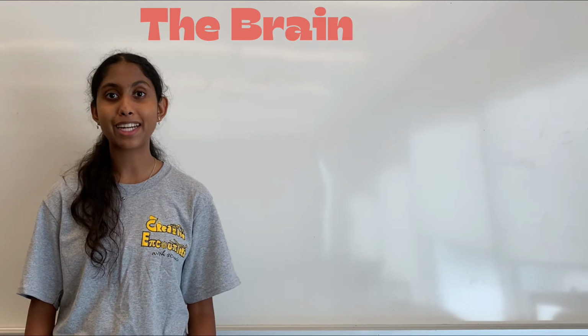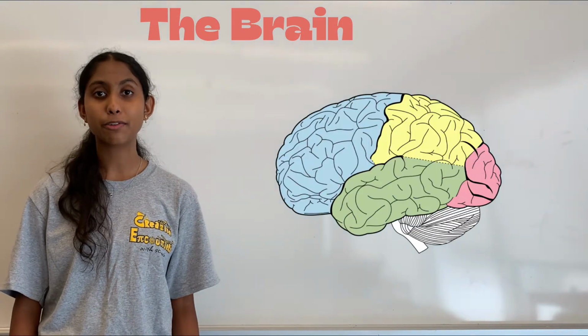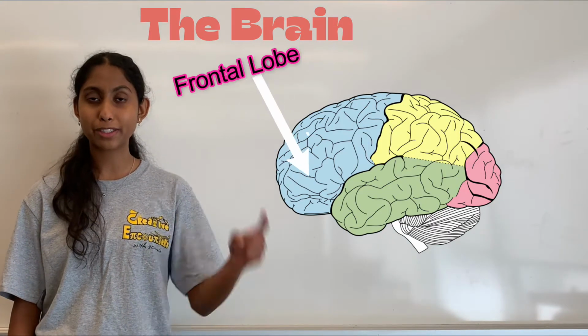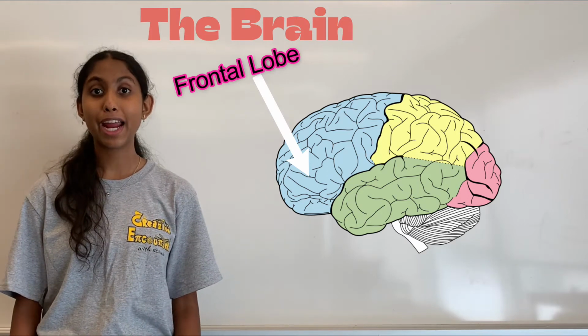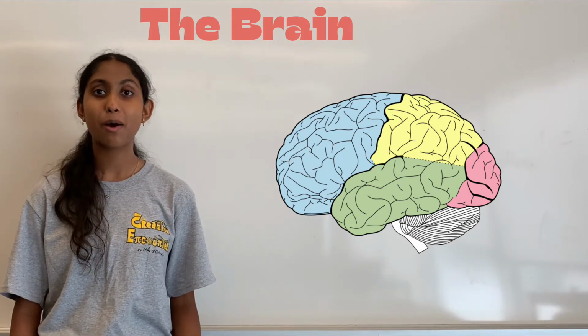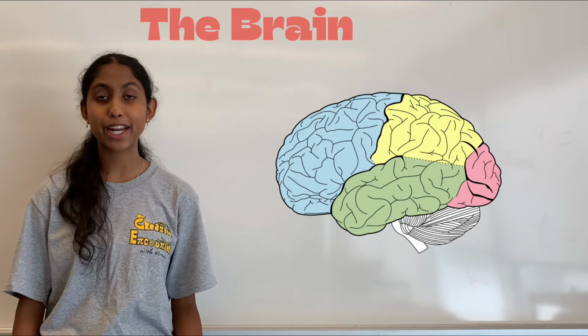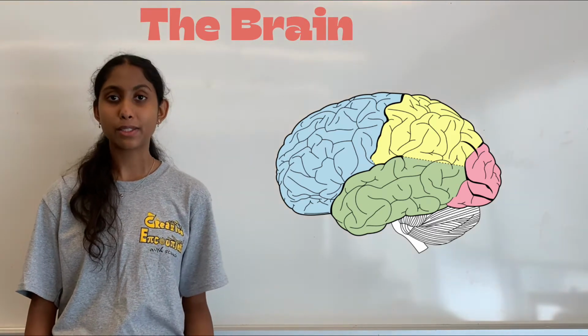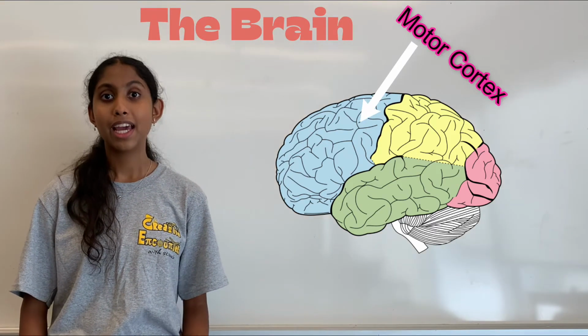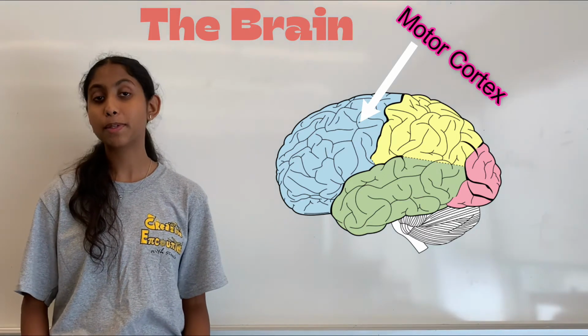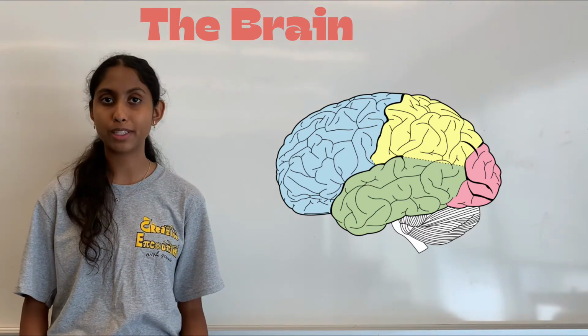Our brain is divided into different parts. The first part is our frontal lobe that's found in the front of our brain. It helps us control our reasoning, motor control, emotion, and language. The next part is called the motor cortex. It's part of the frontal lobe that specifically controls our movements.